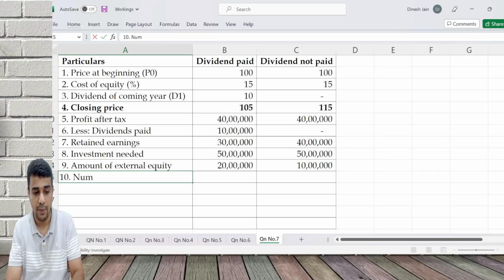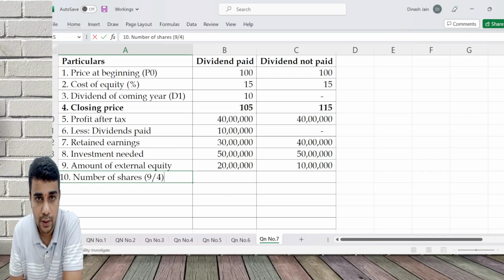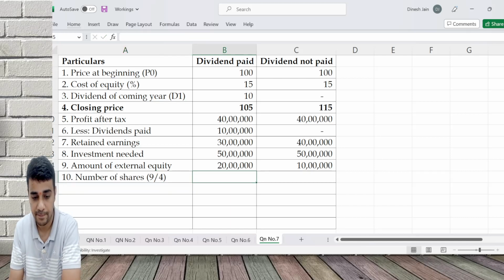And number of shares, which is amount of external equity, divided by the closing price.